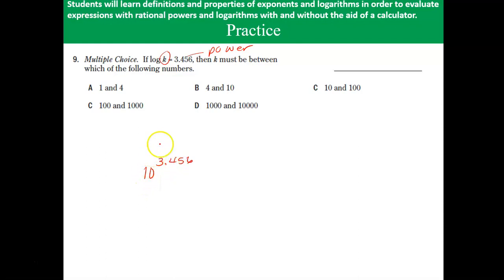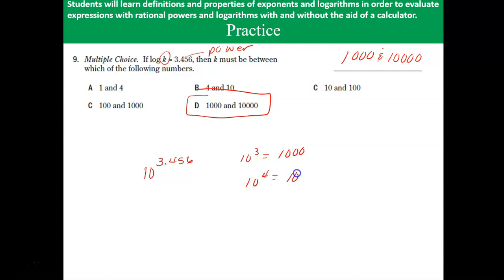So what numbers is that between? Is that between 1 and 4? No. 10 to the third is not between 1 and 4. It's at least 1,000. So boom. Because 10 to the third is 1,000 and 10 to the fourth, so it's between those two numbers. Because 10 to the third would equal 1,000, and 10 to the fourth would be 10,000, which is a one with 4 zeros. So since it's 3.456, the number has to be somewhere between those two.